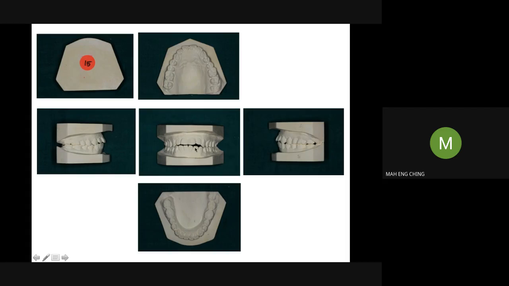But we have an anterior open bite. The anterior open bite, we measure it between the edge to edge. So this one may be between 2 to 4 millimeters, slightly more than 2, maybe less than 4. Then we give you 3E. If it's more than 4 millimeters, then we give 4E. So this one maybe 3E, 4E.